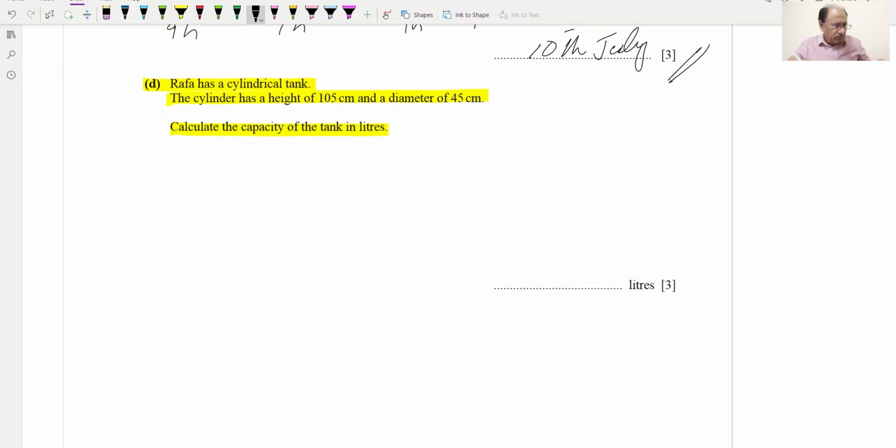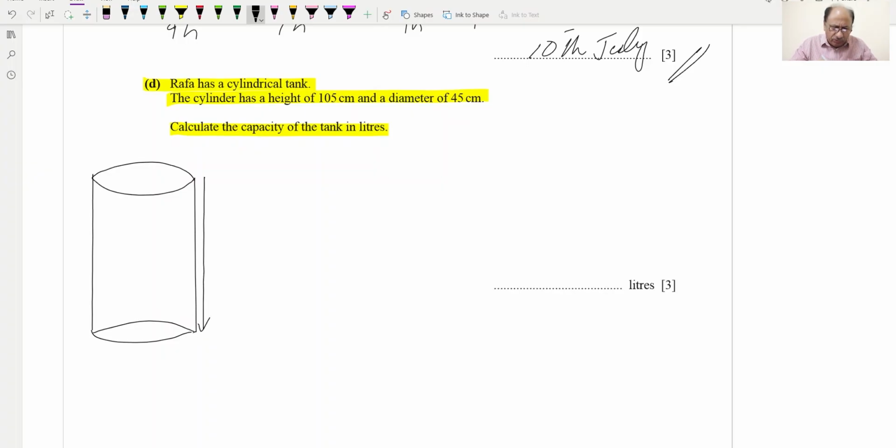If we draw a small cylinder and try to understand, you can draw it like this. This is the small cylinder. Now this cylinder has a height of 105 centimeters, 105 centimeters is the height, and the diameter is 45.